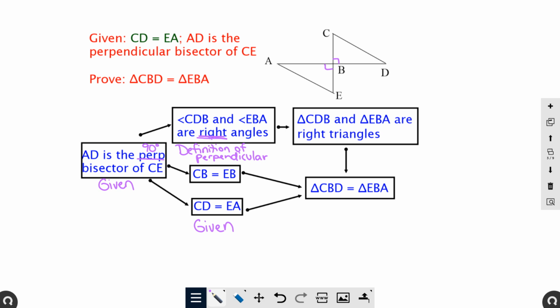Now, this other word here we have bisector. What does bisector mean? It equally splits it. Well, notice this next arrow has things that are equal. It's saying that CB, this segment, equals EB, which is this segment. Well, that's what a bisector does, right? So what should we put under this box? Good. Definition of bisector.